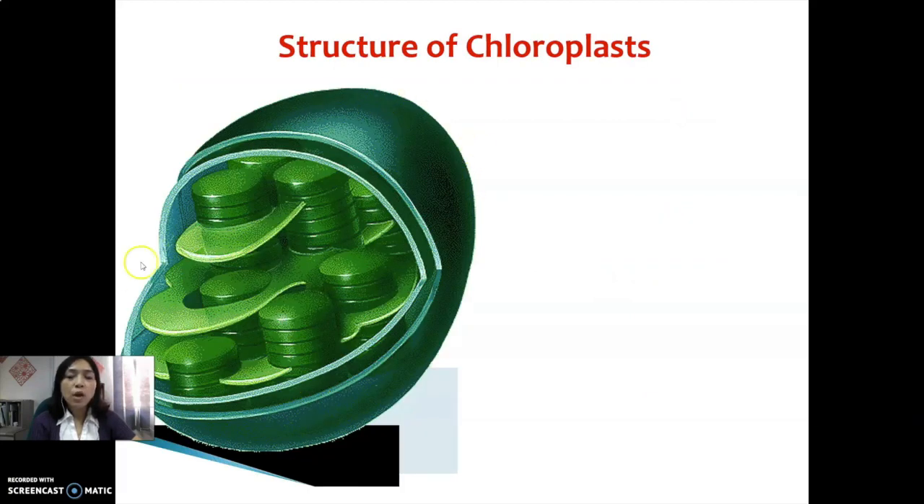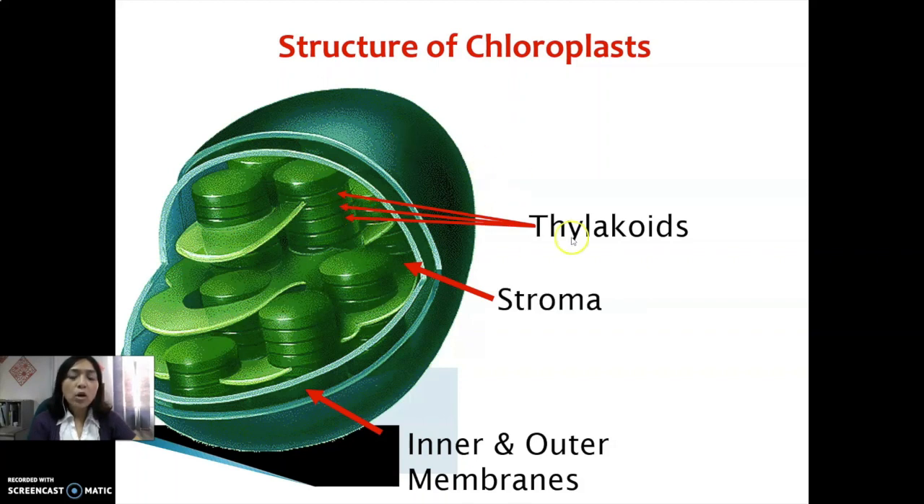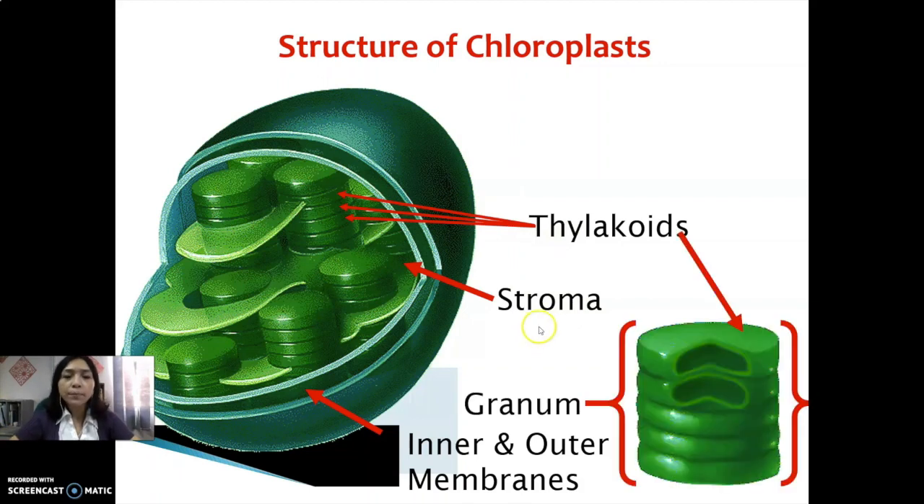Looking at the structure of the chloroplast here, we have an inner and outer membrane, so 2 layers of membranes, just like our mitochondria. The only difference is that the inner membrane of the chloroplast is smooth, unlike the mitochondria, which have highly folded cristae. Each of the membranous sacs here is known as a thylakoid. And the space here is called the stroma. The stroma is equivalent to the matrix of the mitochondria.